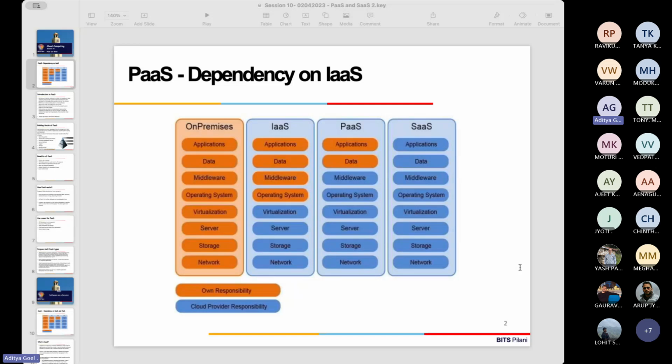So having understood the various layers and the dependency between infrastructure as a service and platform as a service, we understand that there are many components in platform as a service as well, namely the application and the data, which are still the responsibility of the customer. This is in contrast to the more responsibility that the customer has in the case of infrastructure as a service, and in contrast to the less responsibility that the customer has in the case of software as a service.